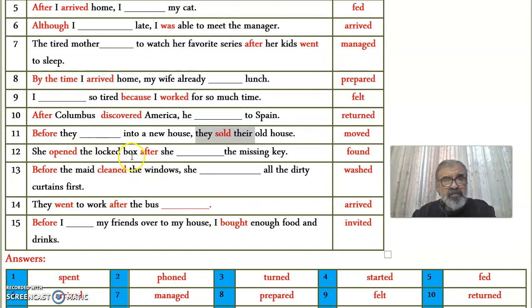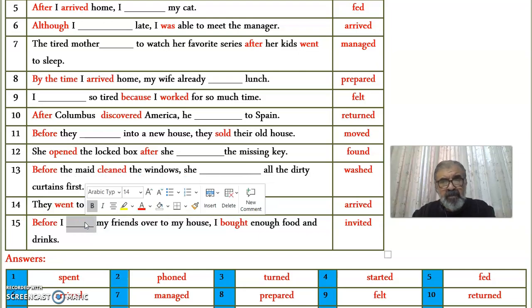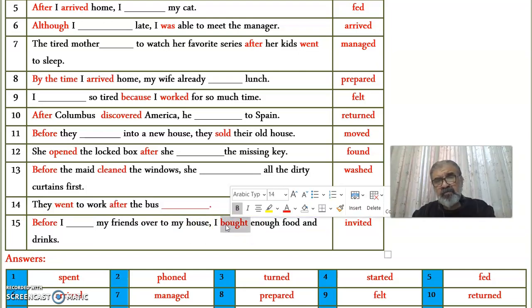She opened the locked box after she found. Okay, after is followed by action 1, preceded by action 2. Before is followed by action 2 and then action 1, cleaned, washed. They went to work after. After is action 1, preceded by action 2. Before is followed by action 2, invited, and then action 1, but.